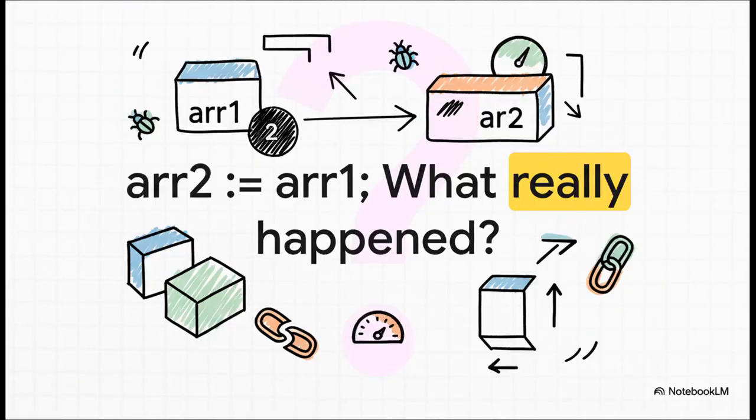All right, let's kick things off with a little pop quiz. You see this line of code right here. It's simple, right? You're just assigning one dynamic array to another. Looks like a copy. But in the world of Delphi, this is one of the most common, most deceptive little traps you can fall into. So the real question is, what really just happened under the hood?